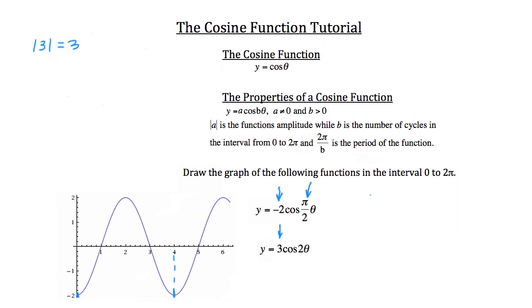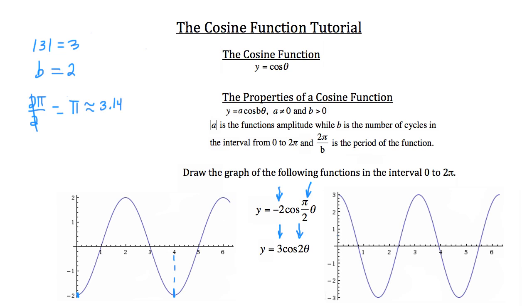Now we can take a look at our b. Our b value is what comes before the theta. In this case, it's simply 2. So b is equal to 2, and that's the number of cycles in the interval from 0 to 2 pi. Lastly, we'll plug that b value in to solve for the period of our function. So 2 pi divided by b, and our b is 2, is equal to our period. So 2 pi over 2, the 2's cancel, the period of our function must just be pi, which is roughly 3.14. So if I were to draw on a graph that meets those requirements, it would look like this.